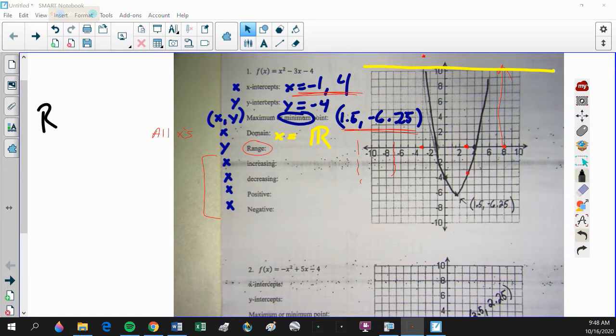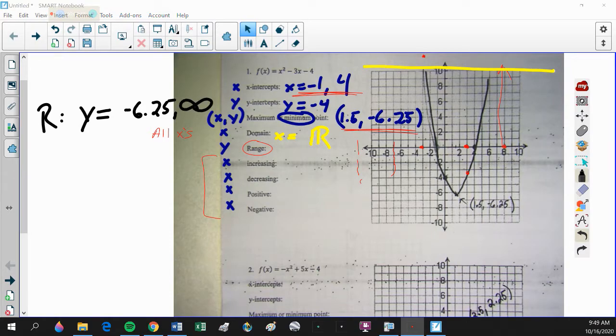The range is y is equal to every number from, we state the low number to the big number. What is the smallest number that y can equal? Negative 6.25. And what is the biggest number that y can equal? Infinity.